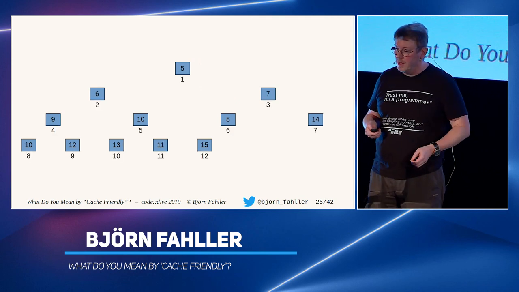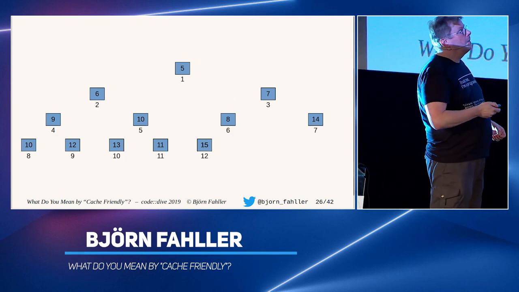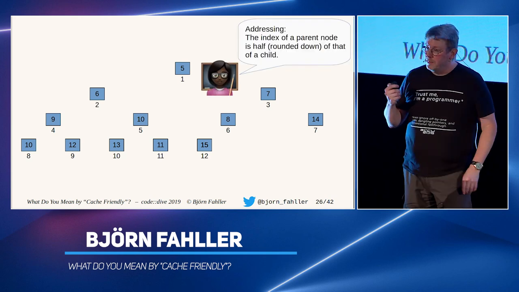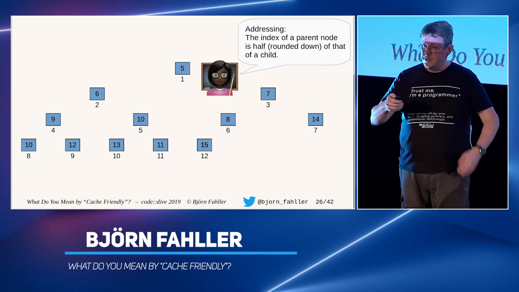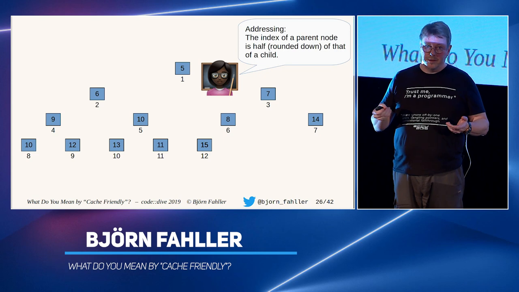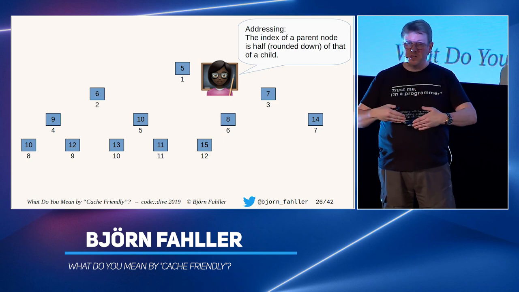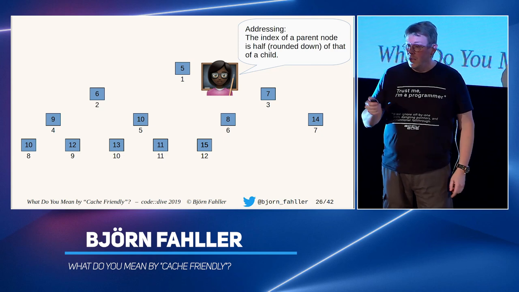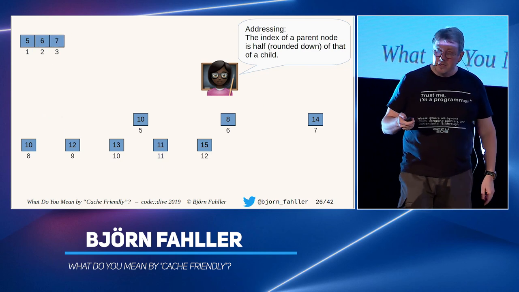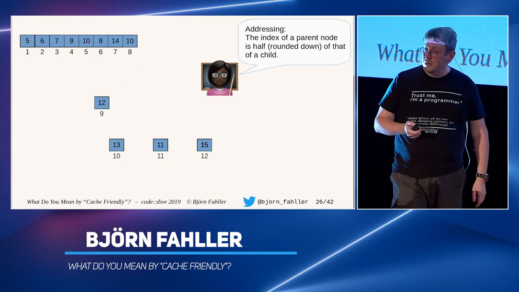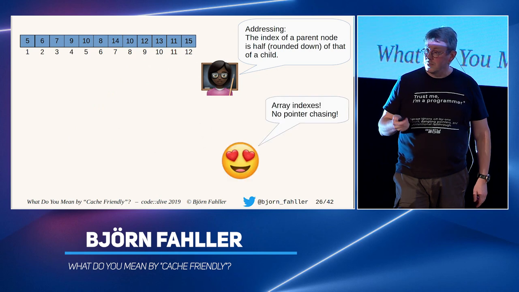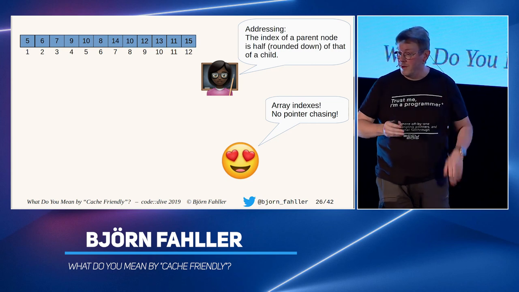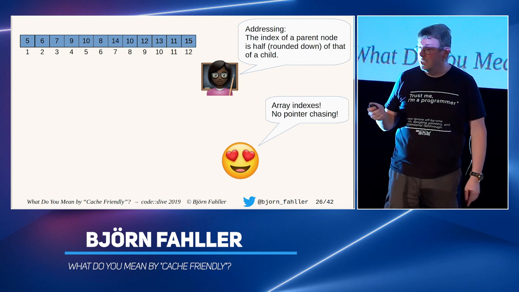So this is good. If we give each node a number, an index, this is where it becomes interesting, because the index of a parent node is half of the node's, and conversely, the left child of a node has twice the index, and the right child has one more. Which means that we can actually store these in a linear structure, like so. So these are array indexes. We just do simple arithmetic on array indexes, so no pointer chasing necessary.